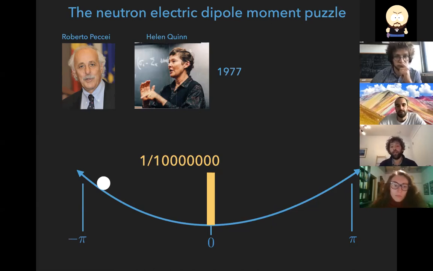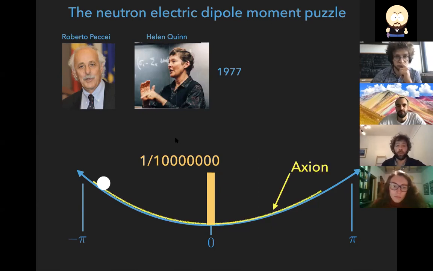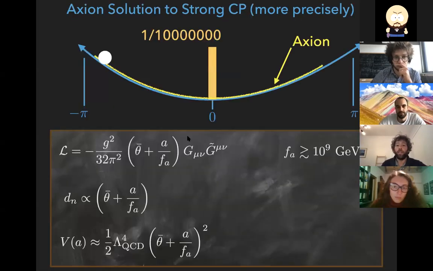So what they did, and others did, was to promote this theta to a dynamical field. That field is called the axion field. And now this field, since it's dynamical, it can evolve down and minimize its potential, thus dynamically solving the strong CP problem. So let me go through this at the level of equations now.